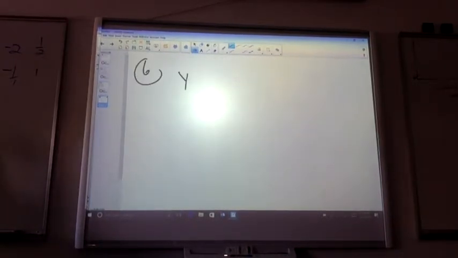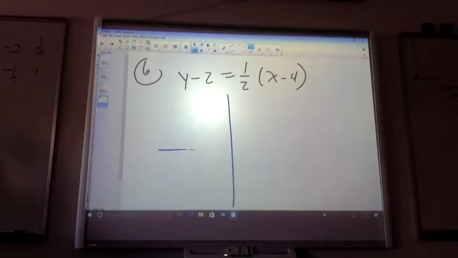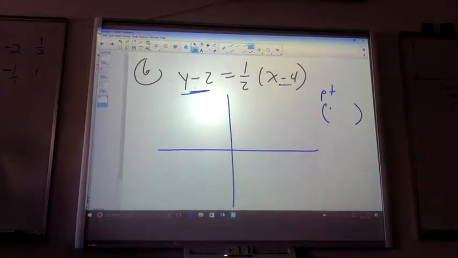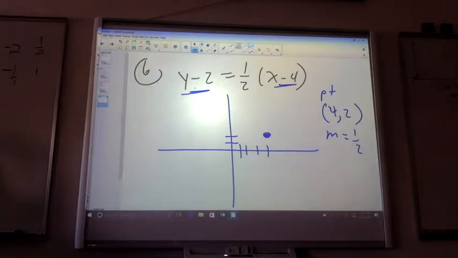They would like us to graph y minus 2 equals 1/2 x minus 4. Okay, so the point we're going to use, it's going to be opposite of this, so I'm going to get 4 comma 2, okay, and I have a slope of 1/2. And then I'm going to go up 1, right 2. Looks just like that.